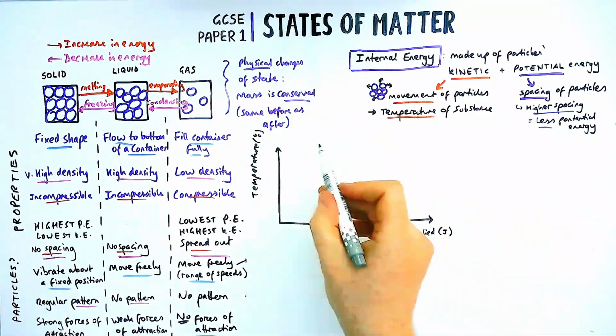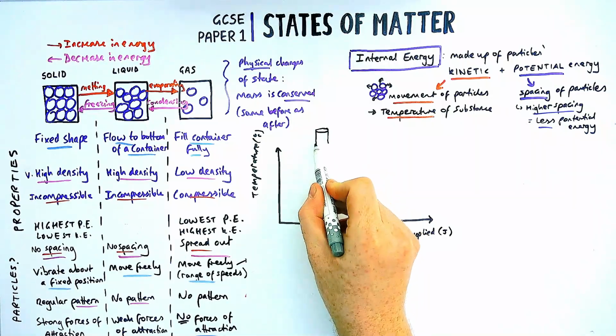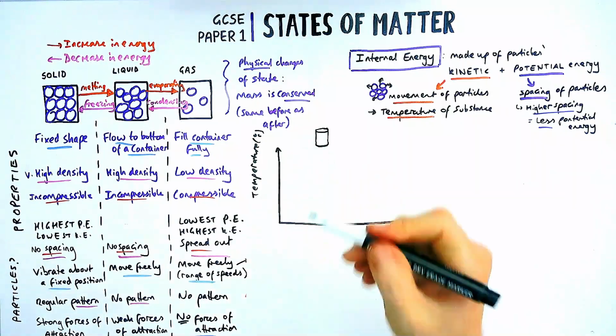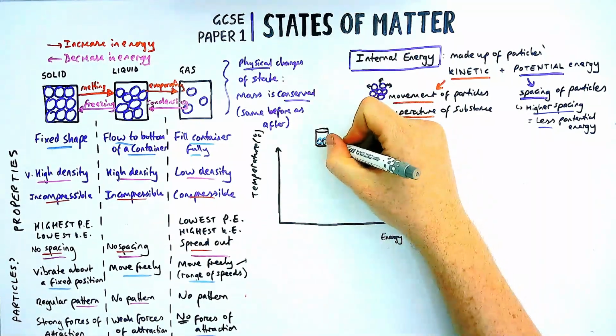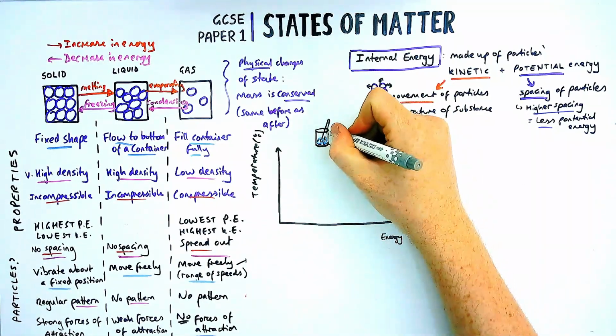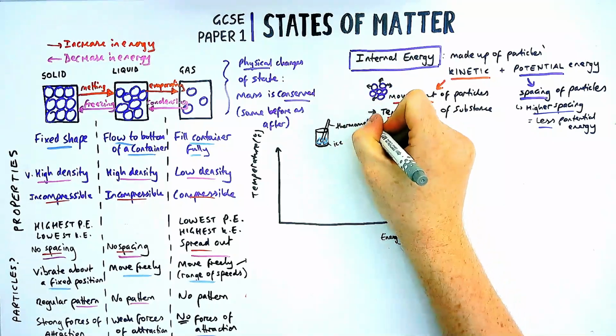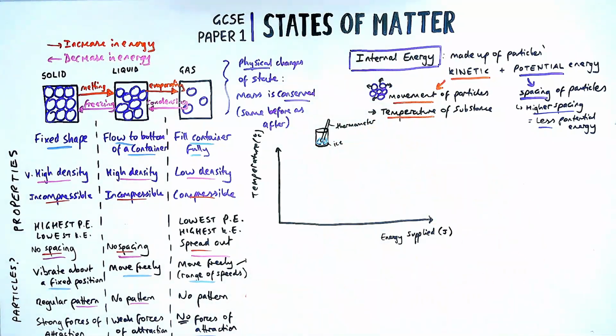Now let's look at an example of how these different internal potential energy changes as a substance is heated. So we're going to use the example of ice. Imagine you had a bunch of ice in a cup or a beaker with a thermometer to measure the temperature, and you were able to supply heat from a Bunsen burner or something like that. What we're going to look at is how the temperature changes with the energy supplied and how the kinetic or potential energy changes as well.